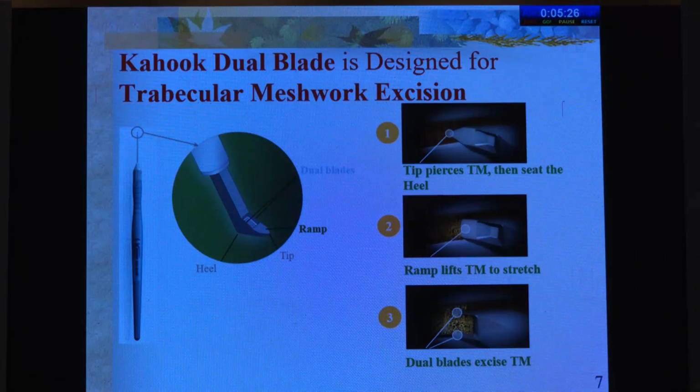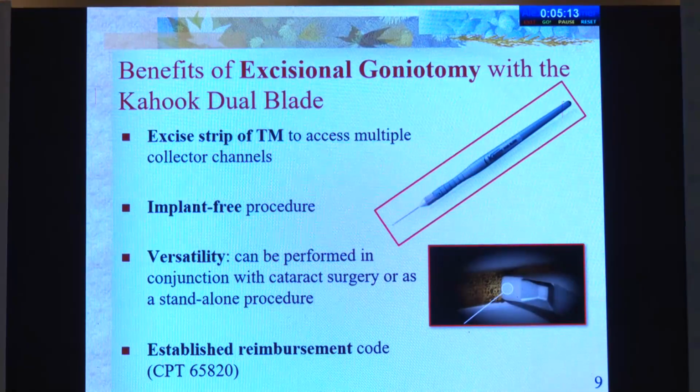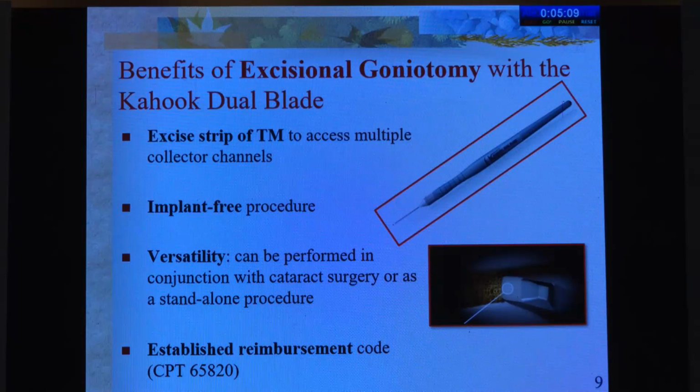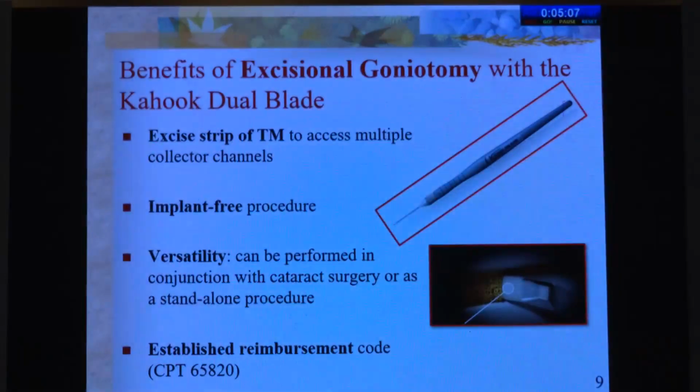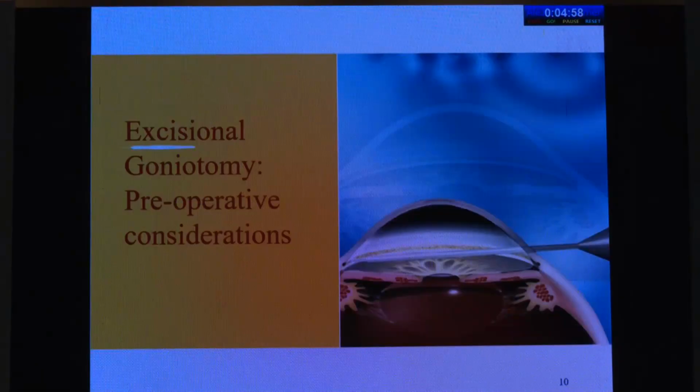So the tip is very sharp. It pierces the trabecular meshwork, and then you seat the heel, and you lift the trabecular meshwork, and the side blades, the dual blades, excise the trabecular meshwork. These are the benefits: it excises the strip to access the multiple collector channels. It is implant free. At present it is the only device which is FDA approved for standalone MIGS surgery. It is very versatile, and this is for the excisional goniotomy.